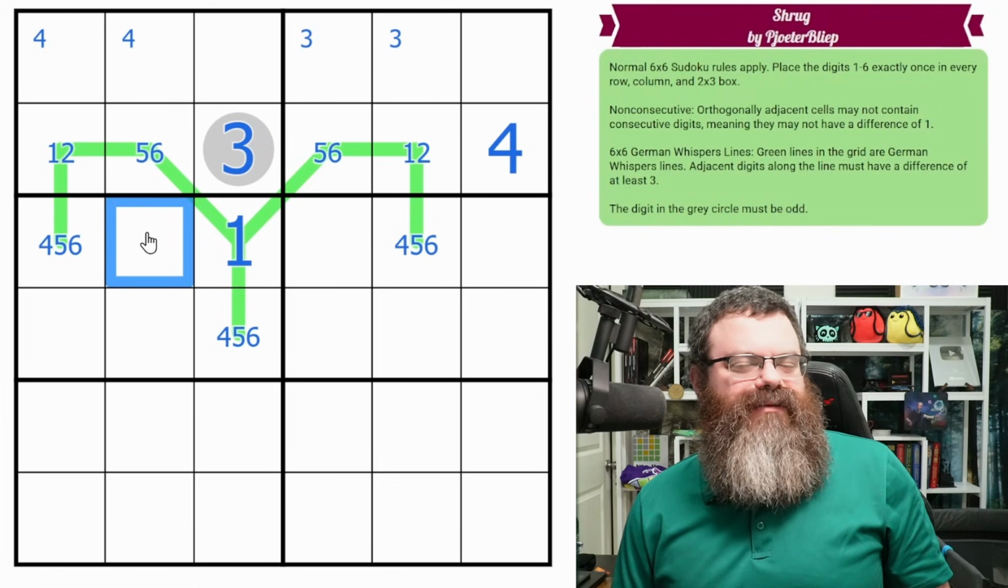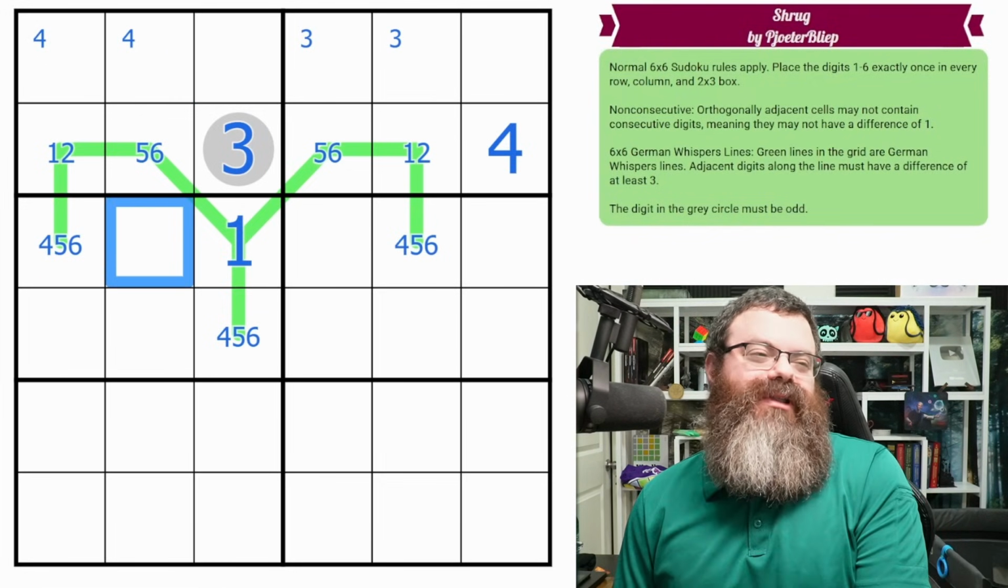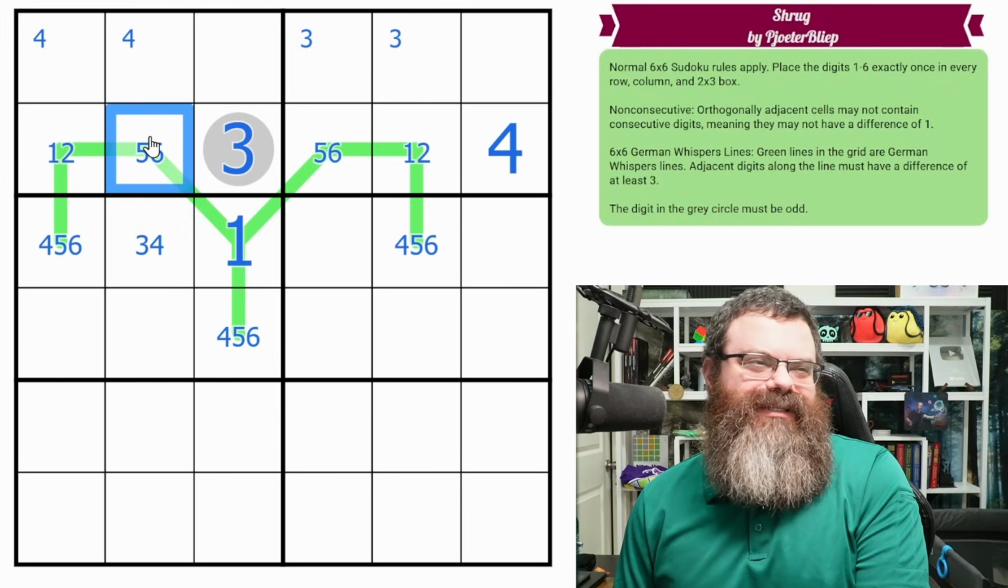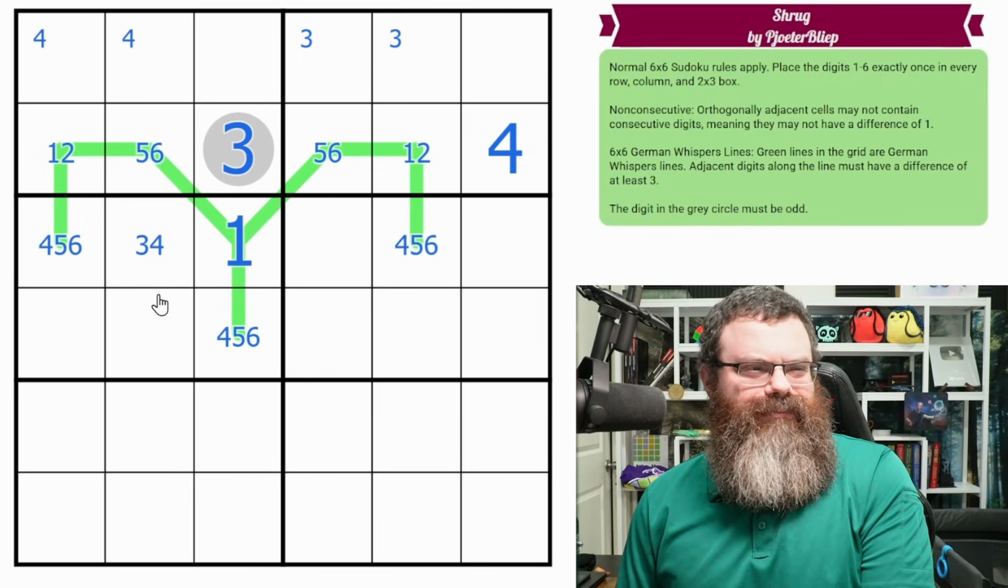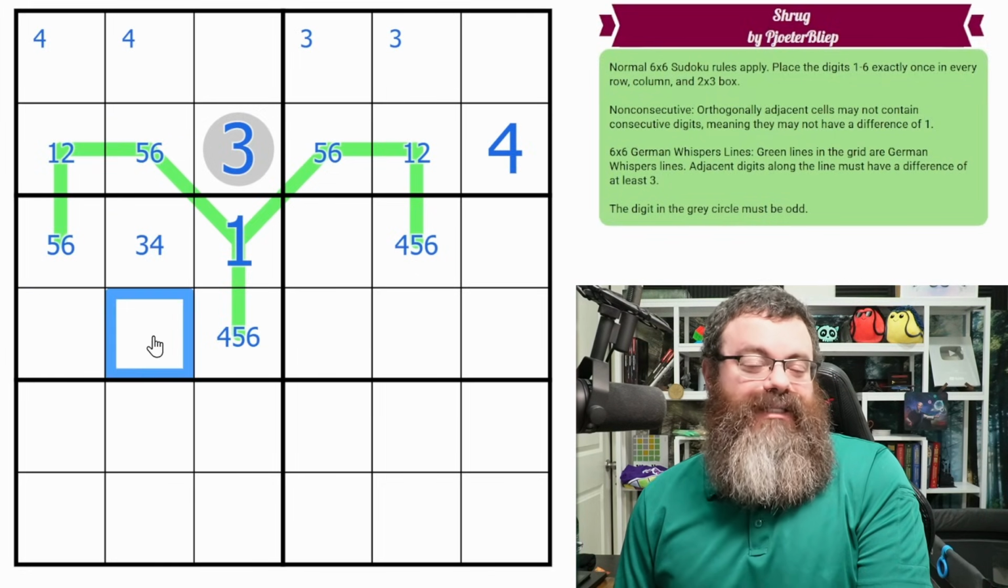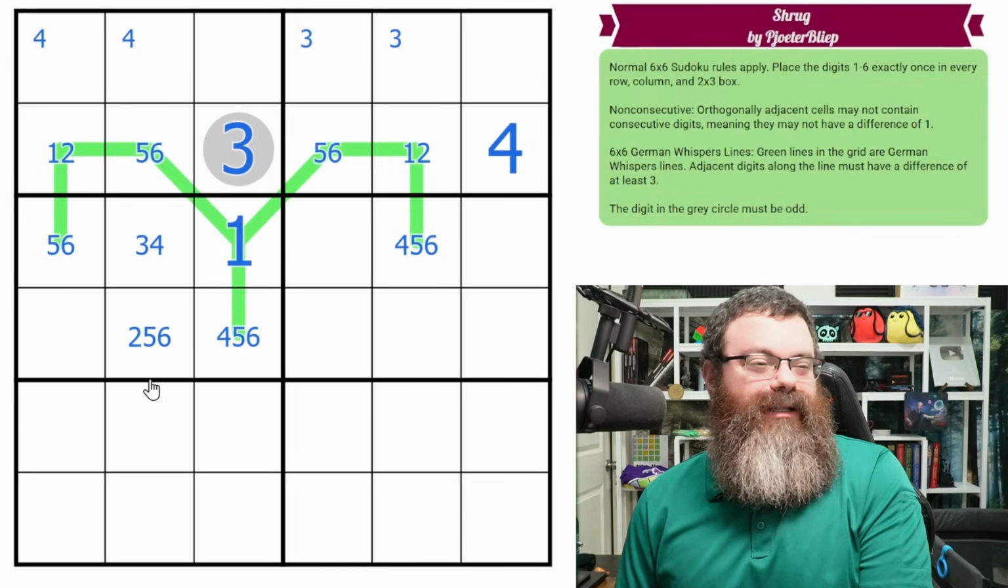So this can't be 5 or 6. It also can't be 1 or 2. So this is only 3, 4, right? It can't be 1 because 1's in the box. It can't be 2 because it's next to a 1. Could be 3 or 4, and it can't be 5, 6 because it's next to another 5, 6. Now 3, 4 can't be next to 4. This can't be 3 or 4. So this is from 1, 2, 5, 6, but obviously 1 is gone.